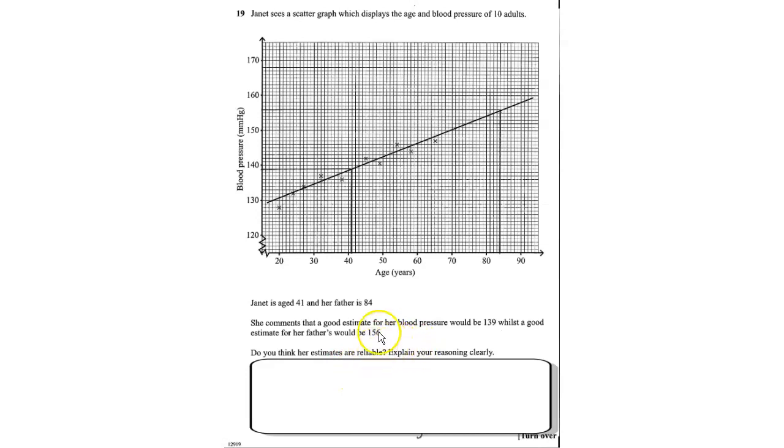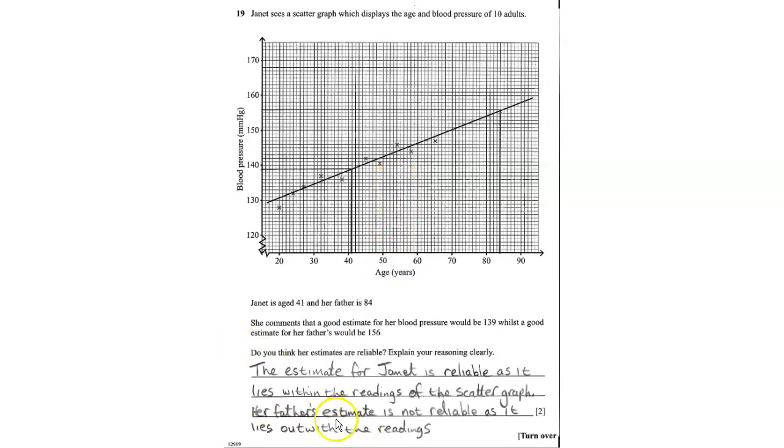Explain your reasoning. So you can see that if you do 41 and you draw a line up and across, it looks decent enough. And if you draw a line here, it actually hits that point. But for her father's, you can see the points stop here. So there's no points after this point here, or this part of the line. So if there was any extra points there, it could affect this best fit line. So it couldn't be reliable. It has to be within those points to make it more reliable.